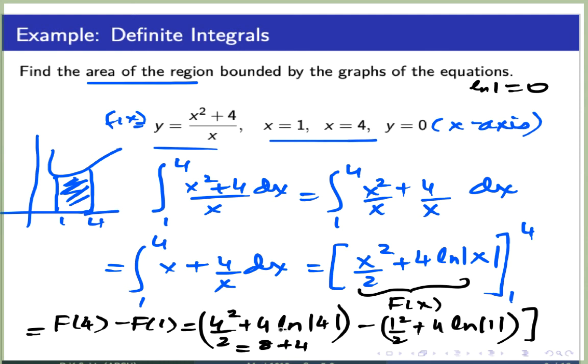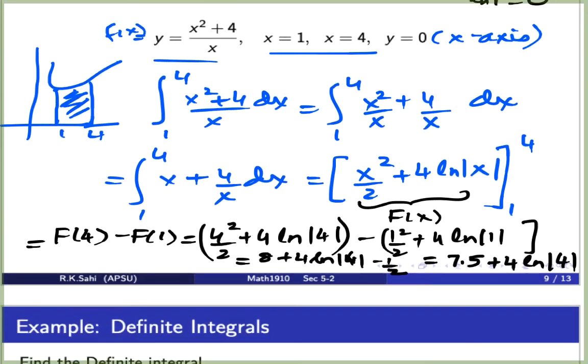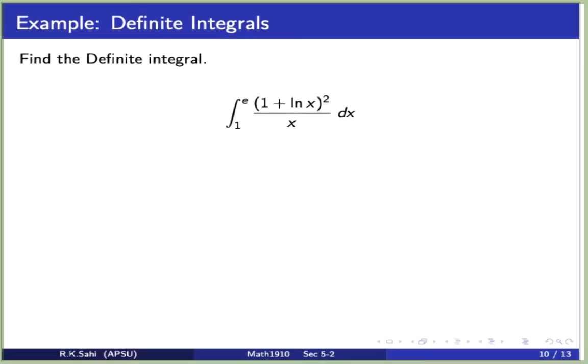I'm trying to see what that would be, so let's leave it like that at this point. And this will be minus half. What is 8 minus half? 7.5, plus 4 natural log of 4. Remember, you don't put a c when you have definite integrals. Keep that in mind.